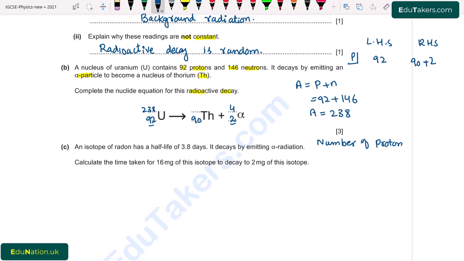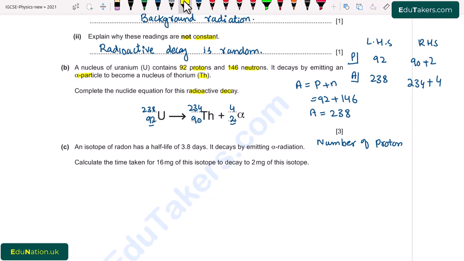We also have to know about the mass number. I write here mass number A. On the left hand side it is 238 and on the right hand side it is 4 plus. Which number do I have to add there so that it becomes 238? It should be 234. So I write here 234. So we have completed this equation for this radioactive decay when the uranium decays into thorium and an alpha particle.